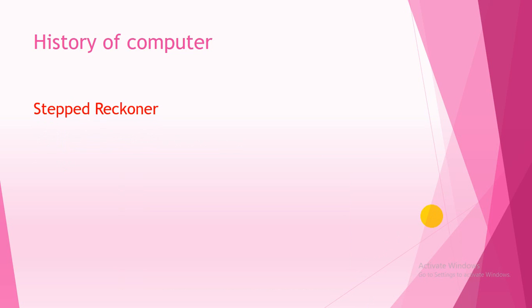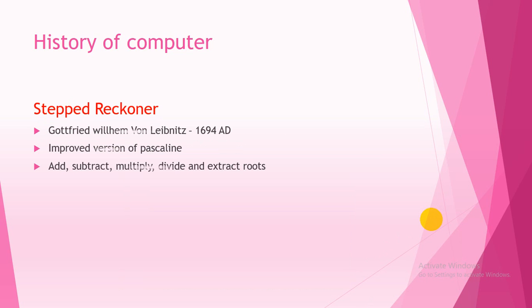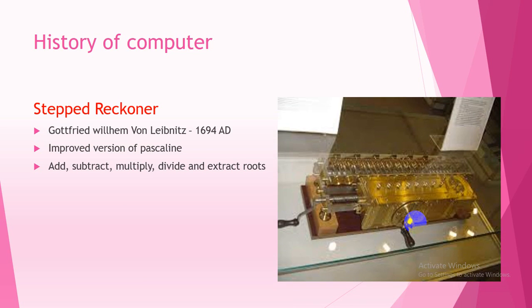And next comes stepped reckoner. It was developed by Gottfried Wilhelm von Leibniz in 1694 AD, and it is the improved version of Pascaline. It could perform operations like addition, subtraction, multiplication, division, extracting roots, etc.